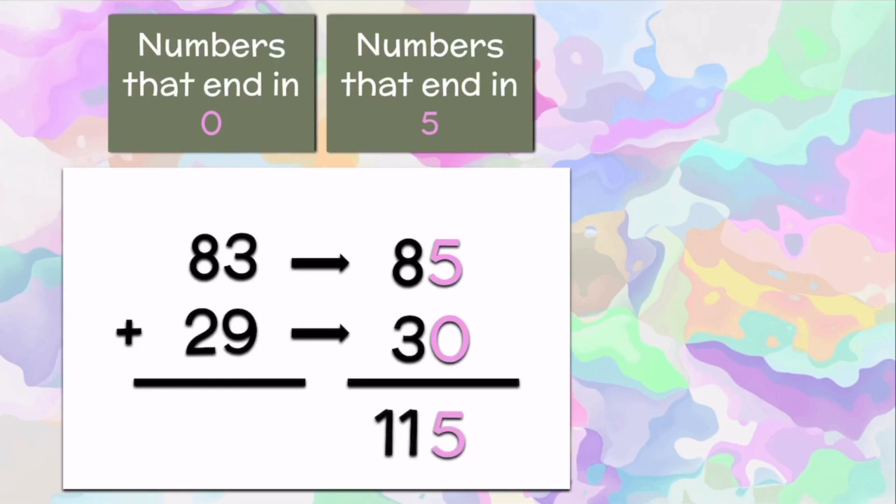Let's add the standard way. 3 plus 9 is 12. 8 plus 1 plus 2 is 11. We notice that when we use friendly numbers or compatible numbers, we get an answer that is pretty close to the actual sum. So we know that 112 is approximately 115.